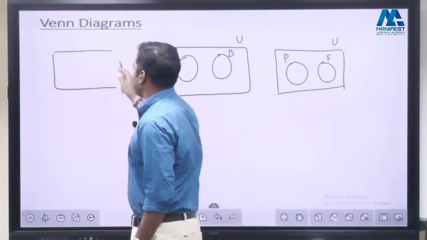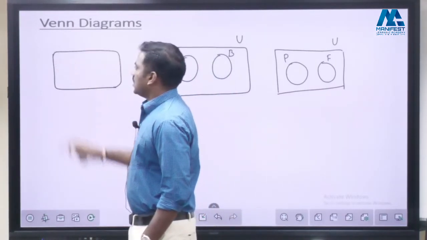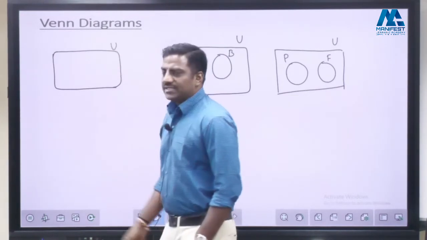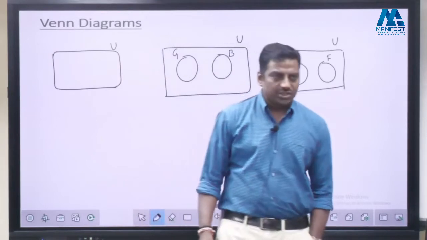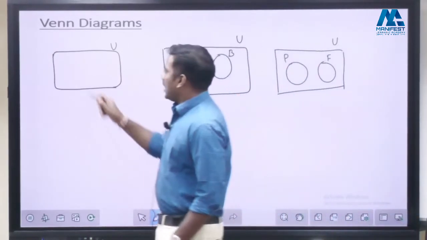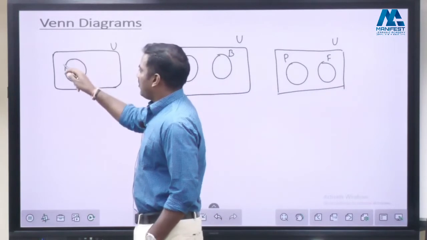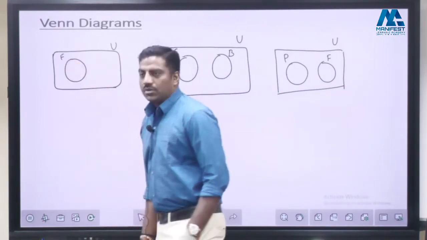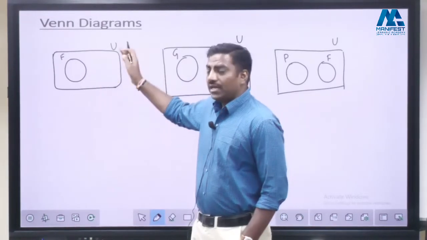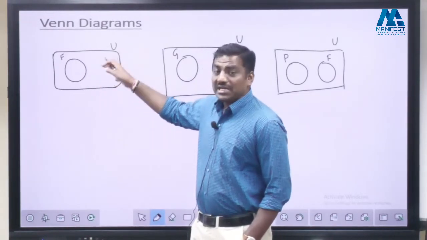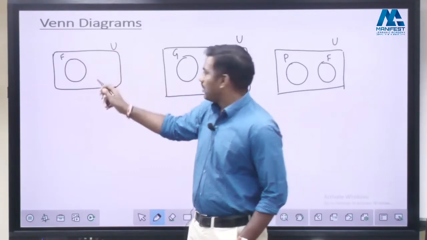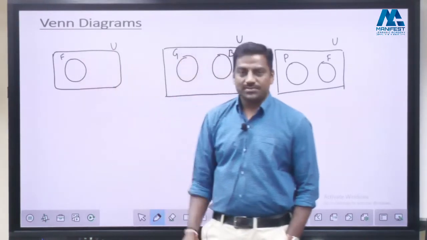Then, if I take the situation, again a universal set, where I am taking rural population. In that, I can mark females like this, right? Females. Rest all you don't worry. It can contain men. It can contain transgender. It can contain some animals. Don't worry about that. But this circle belongs to females.